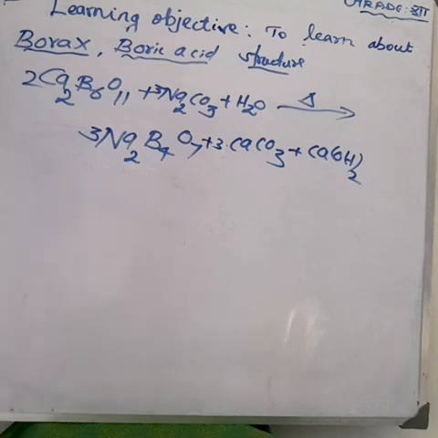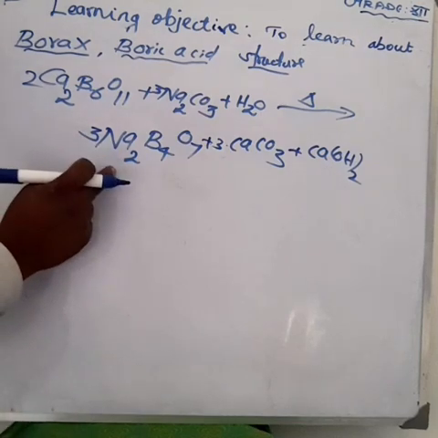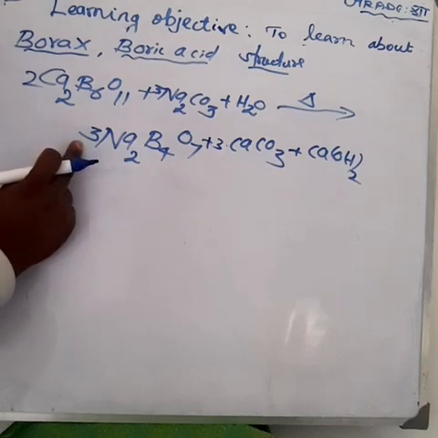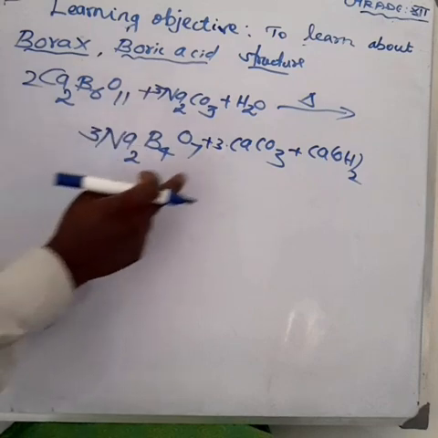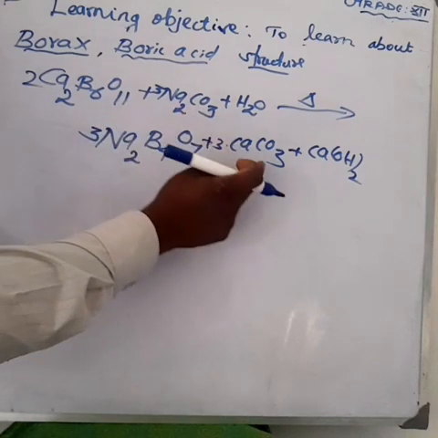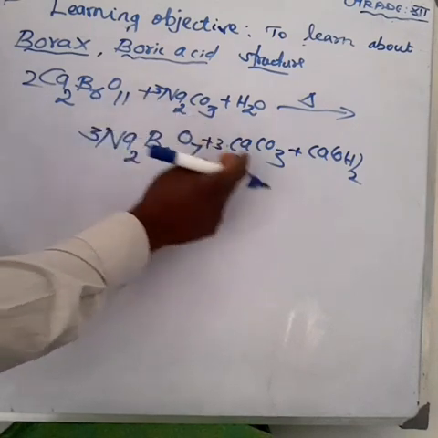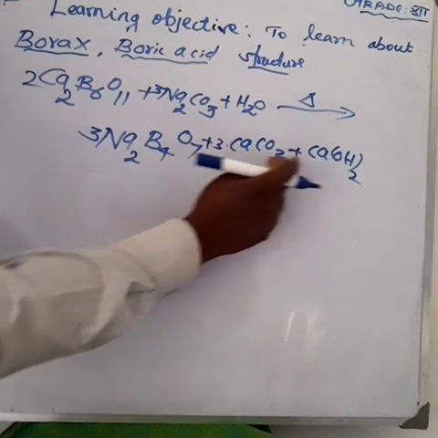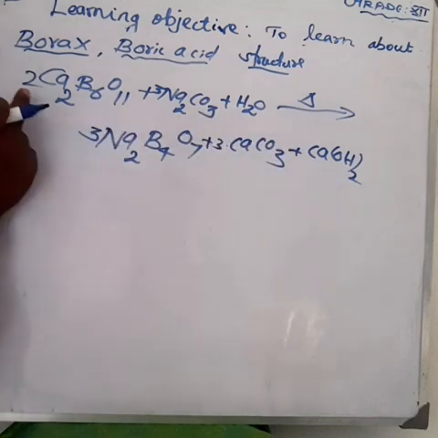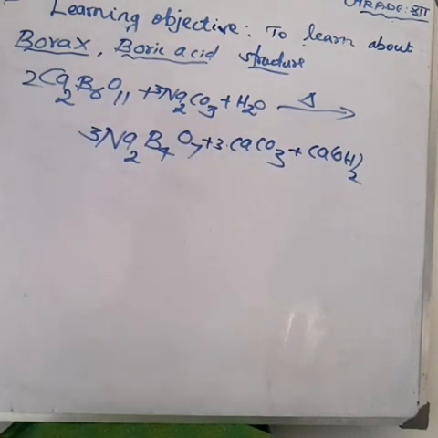Can you understand, my dear children? First you have to make the sodium 3 here. 3 into 2 is equal to 6. Sodium balance. What about the carbonate? 3 carbonate is there, so make it 3 carbonate here. Now carbonate balance. What about the calcium? 3 calcium plus 1 calcium, we get 4 calcium. So if we make it 2 here, 2 into 2 is equal to 4. Now it is also balanced. Yes or no, my dear children?